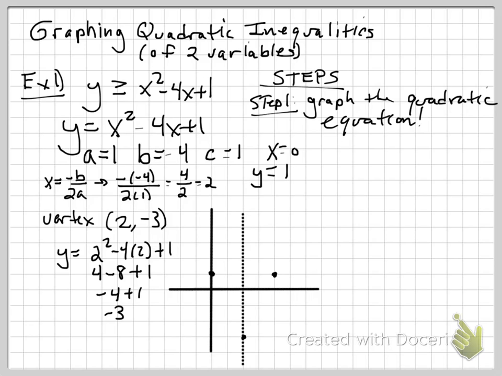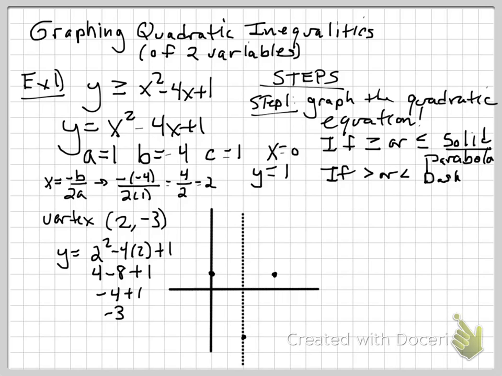Now, when I graph this, I have to be careful. If I have a greater than or equal to or a less than or equal to, I can use a solid parabola. If, on the other hand, I have a strictly greater than or a strictly less than sign, then I'm going to use a dashed parabola. So these are the two things to keep in mind when you graph your parabola.